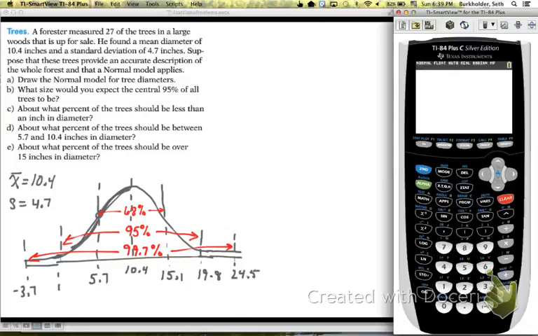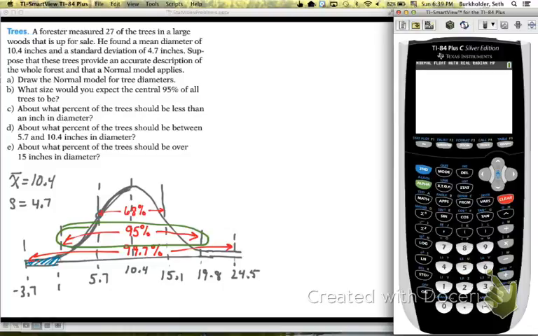What size will we expect the central 95% of trees to be? Well, we've actually already identified that, so let me just highlight that for us. I'm going to use green for trees. The central 95% we expect to be between 1 inch and 19.8 inches in diameter. For letter C, about what percent of trees should be less than 1 inch? Well, this one's a little bit more difficult to answer. If we want to look at what percent are less than 1 inch, we're trying to find this area under the normal curve that's down here. Between 1 and, well, negative 3.7, but we really know that it's between 1 and 0.